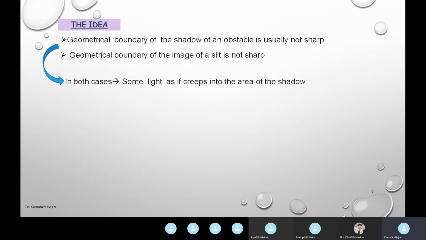It seems as if in both cases some light creeps into the area of the shadow, or some light escapes from the region of the lighted portion into the region of the shadow. This commonly is known as bending of light.